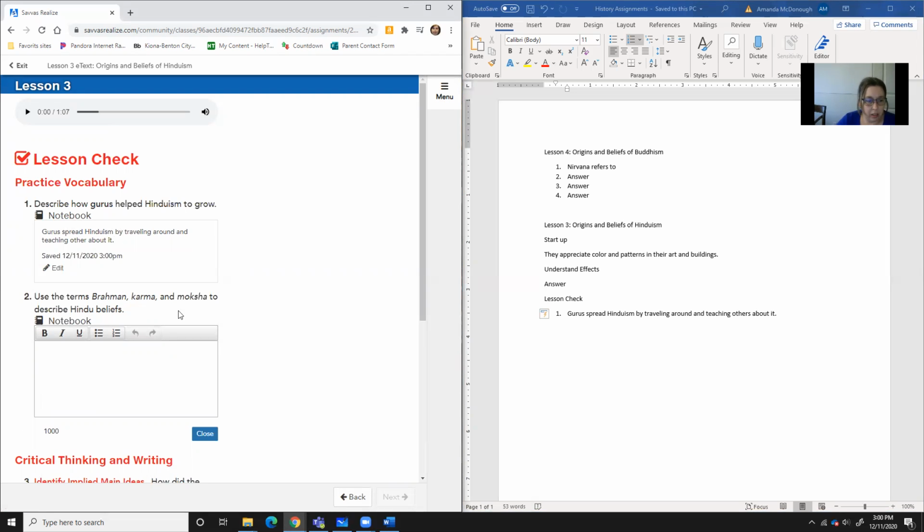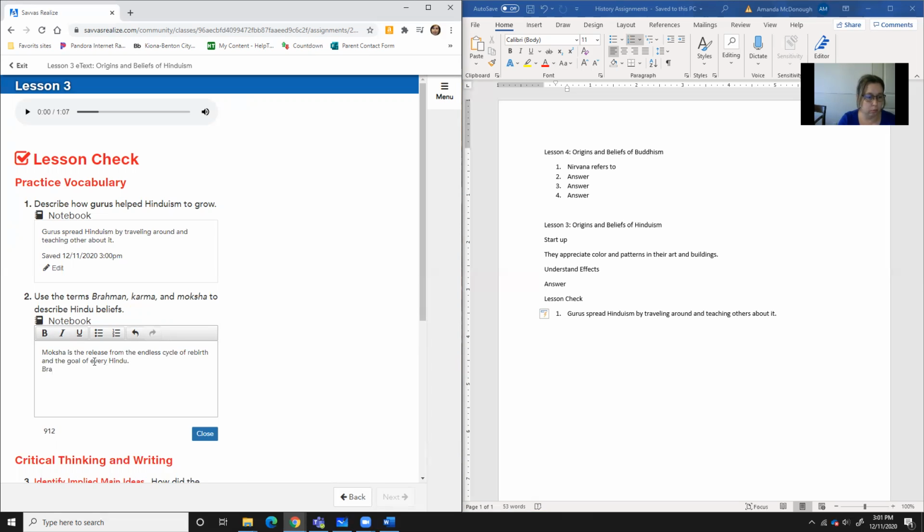Now, these are all definitions, so you're going to describe Hinduism using those terms. Let's start here this time. Moksha, and I don't have to go forward because I know what this is. Moksha is the release from the endless cycle of rebirth. So it's the goal of every Hindu.